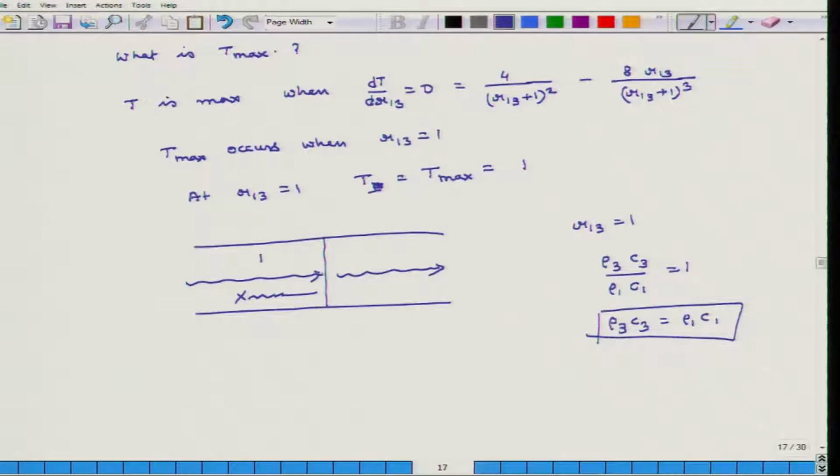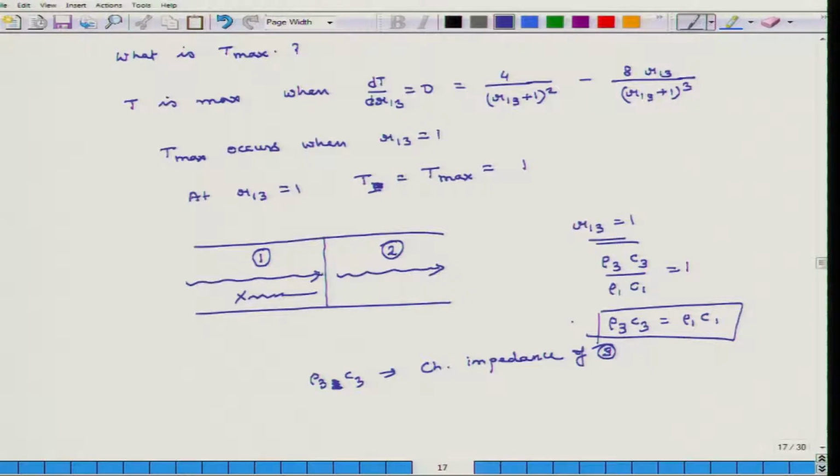So, if there is medium 1, there is medium 2 and they can have their individually different densities and different values of velocities of sound, but if the product of these two entities for both media is the same, then R13 will be equal to 1 and all the energy which is coming will get easily transmitted. In electrical engineering, so what is rho 3 C3? Rho 3 C3 is the characteristic impedance of 3, right? And similarly, rho 1 C1 is the characteristic impedance of medium 1.